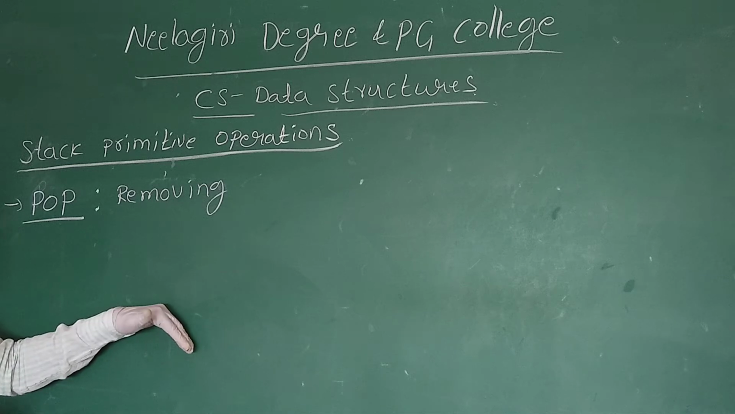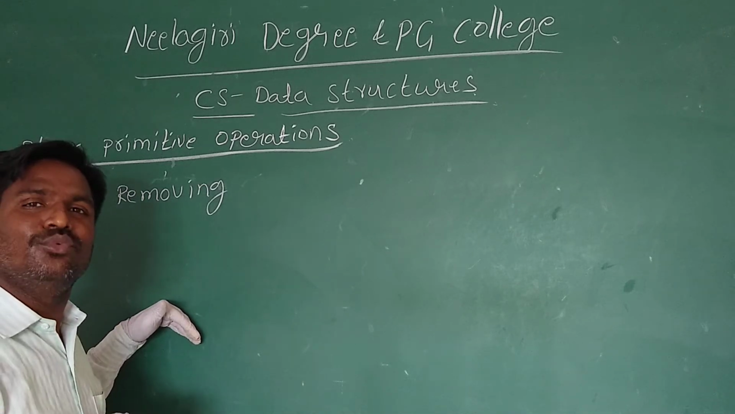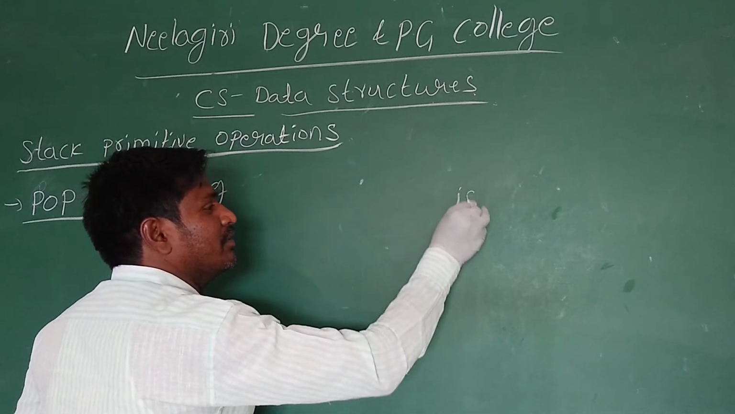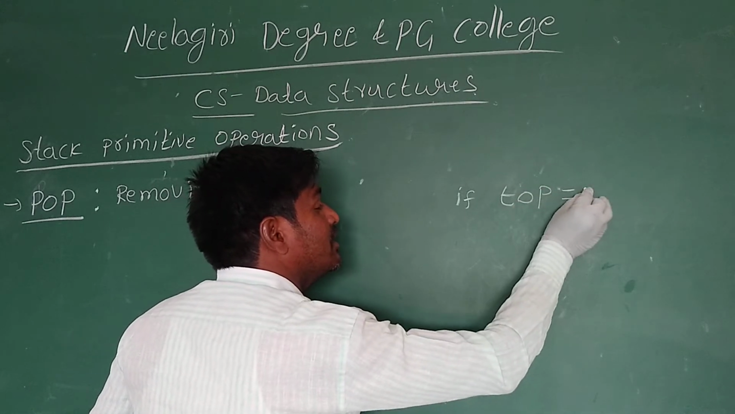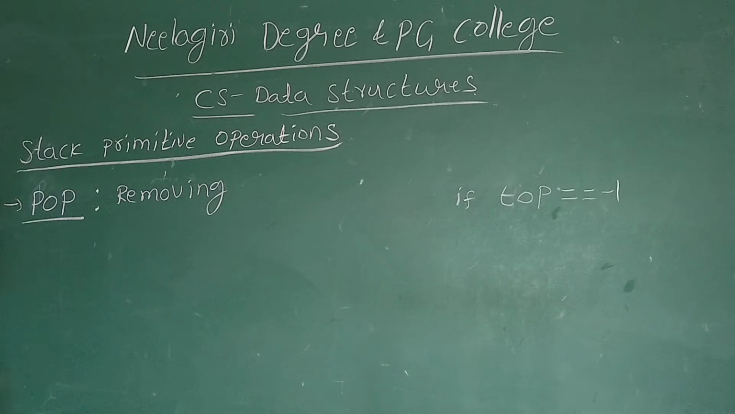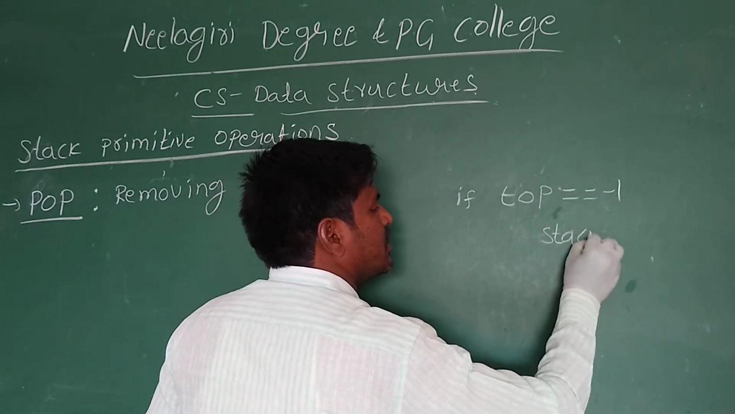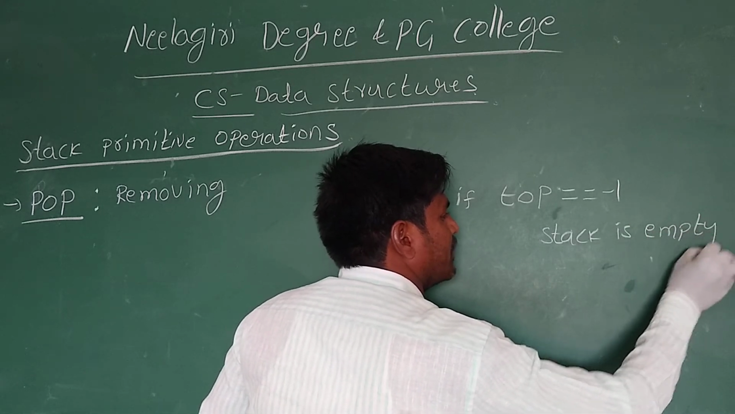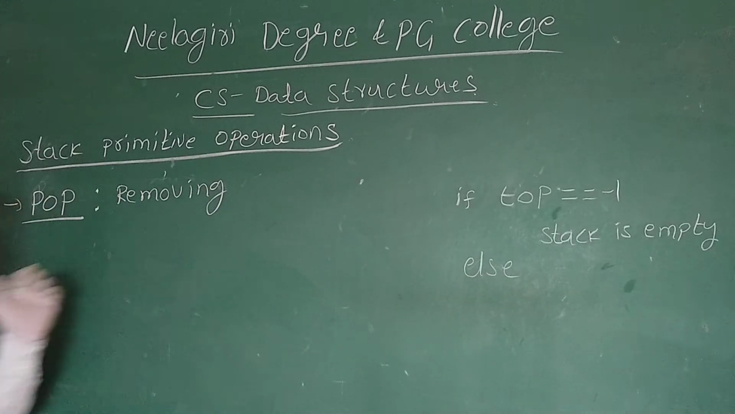If it is not empty, some elements are there. At that time, we have to remove the topmost element. That means we first check if the stack is empty. How can you say the stack is empty? As I told, when top equals minus 1, we can say that the stack is empty. Else, what do we have to do? Now we will see the example.